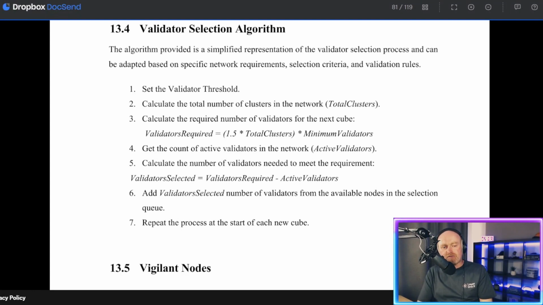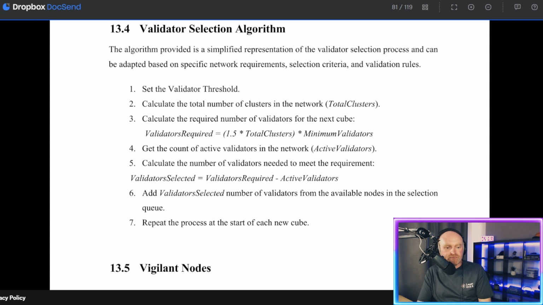13.4 Validator selection algorithm. The algorithm provided is a simplified representation of the validator selection process and can be adapted based on specific network requirements, selection criteria, and validation rules. Number 1. Set the validator threshold. Number 2. Calculate the number of clusters in the network. Number 3. Calculate the required number of validators for the next cube.